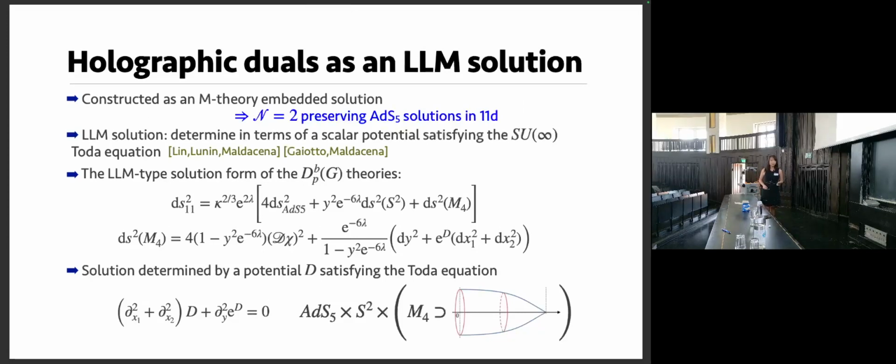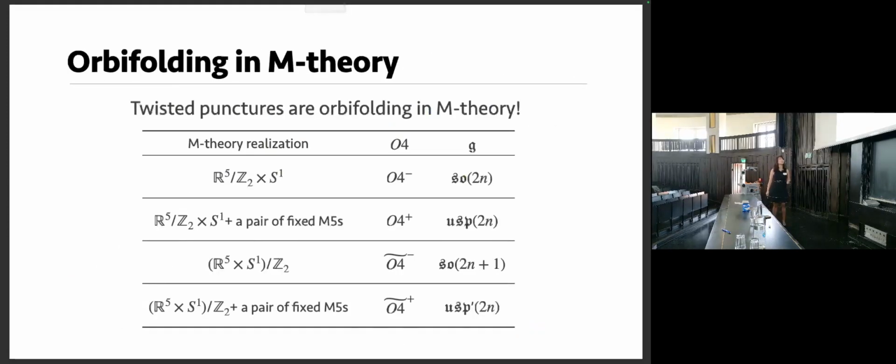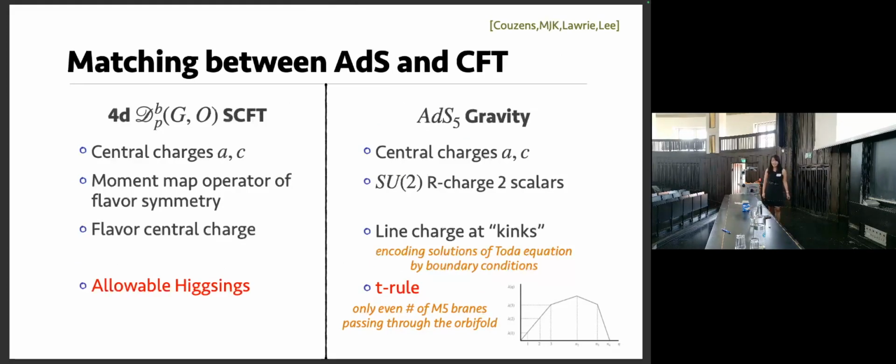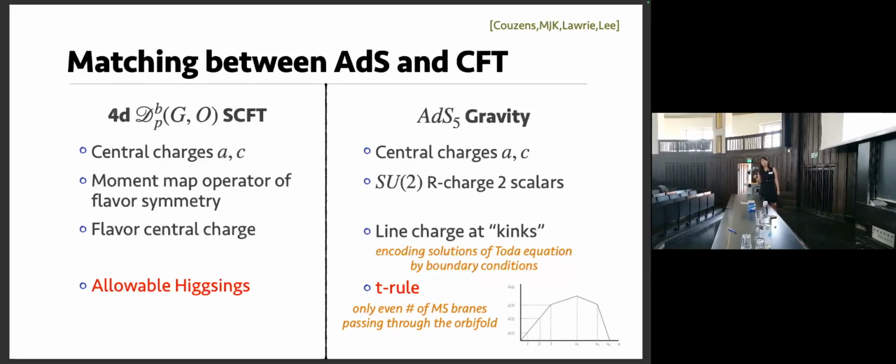equation, which will be given rise by the boundary conditions that will satisfy such as line charge. So that in the end, what we need to match between the two is that we can match the central charges between the two, and for the SU(2)_R charge to scalars, we'll match with the moment map operator from the flavor symmetry that we looked into for the previous parts. And the flavor central charge here will be mapped into this line charge at kinks. So this is how a line charge kind of looks like.